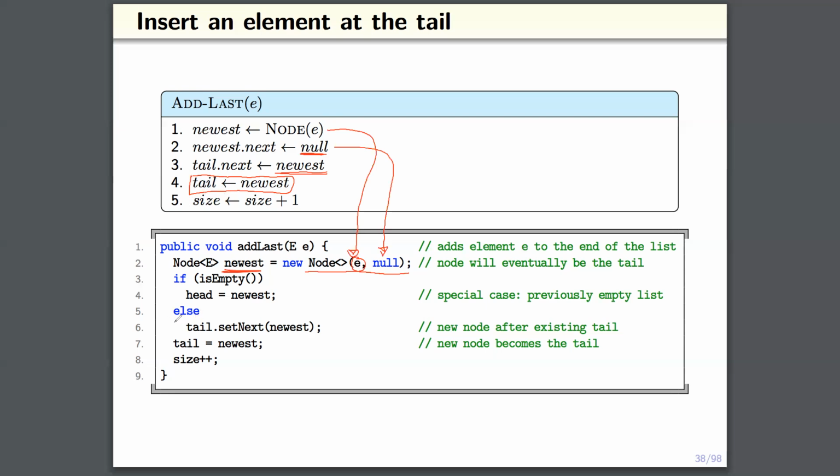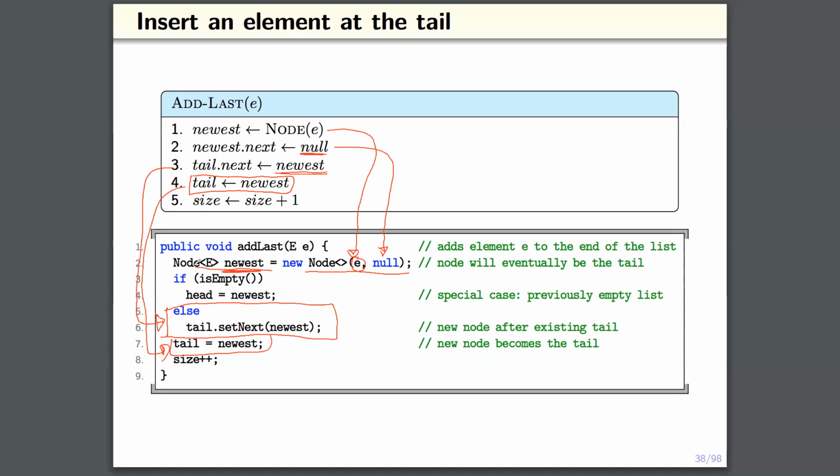So let's think about this. Let's consider this first. Tail dot set next is newest. What do you have here? Tail dot next, set next, same here, is equal to newest, and then tail is equal to newest, right? Tail is equal to newest. So we have this logic, the same logic.